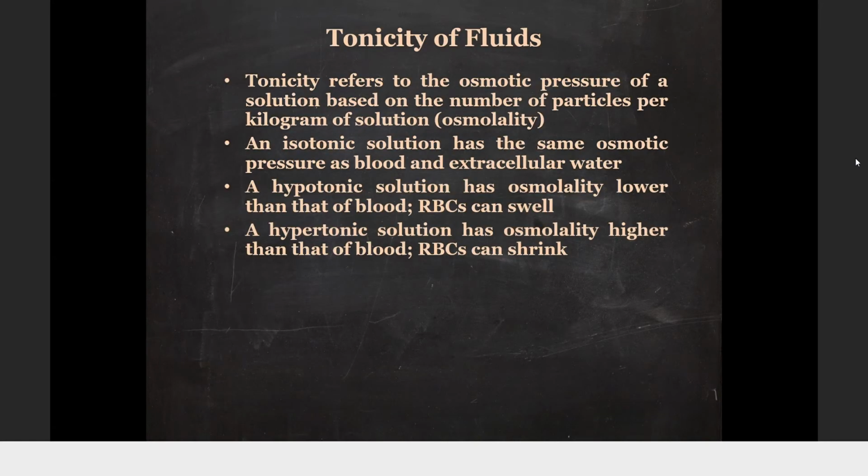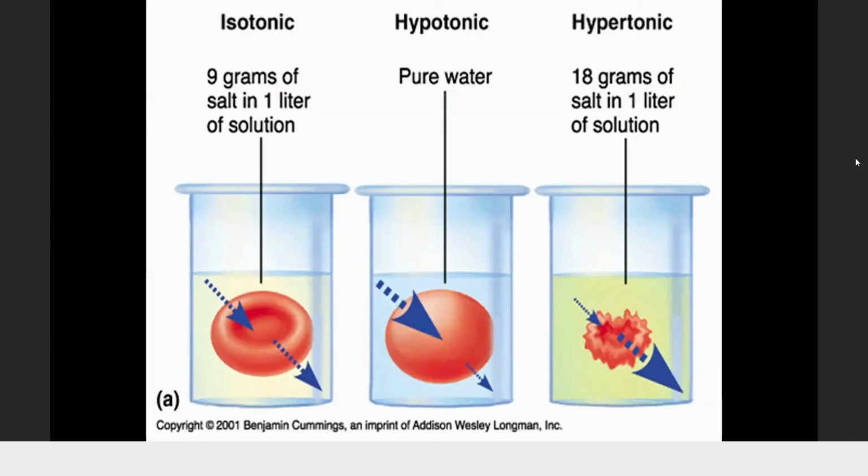Alright, the tonicity of fluids we have to give to the animal. There are 3 types. You learned this during your earlier studies. Isotonic solution has the same osmotic pressure as blood and also extracellular water. Hypotonic solution. Hypertonic, you know what that is, so I don't want to explain more.